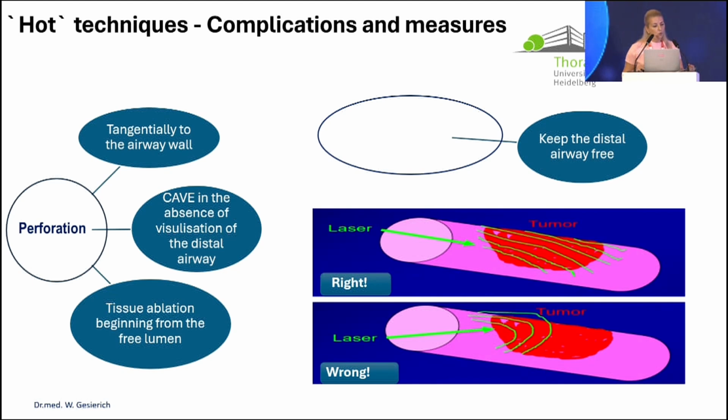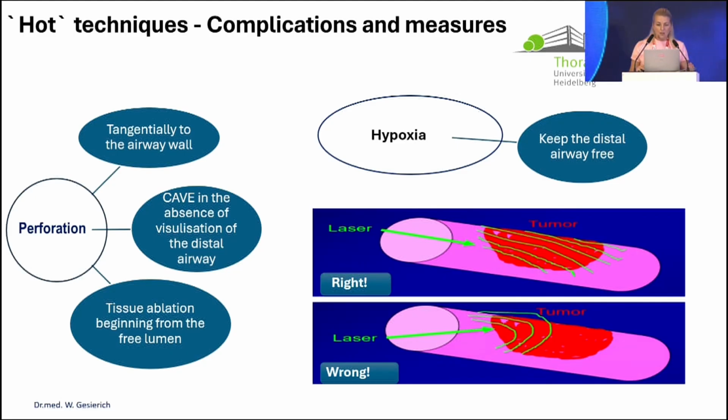Perforation. When perforating, we have to go tangentially to the airway wall and not directly to the airway wall. If we don't see the distal lumen, we have to be very, very careful, especially with laser, because we might perforate in the distance when we use it. Also begin from the free lumen, as I told you, and go to the wall and not the other way around.